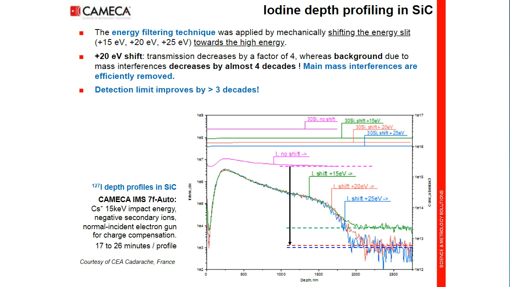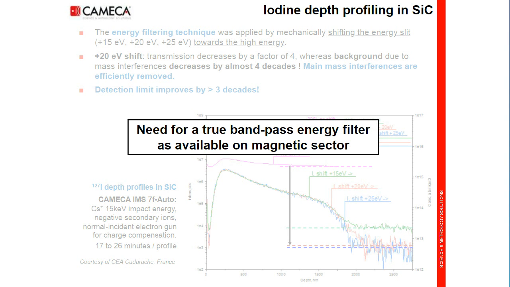This example shows that the energy filtering technique can be a powerful method for removal of polyatomic mass interferences when analyzing high-mass species such as iodine. This protocol provides a significant improvement of the depth profile dynamic range and thus of the detection limits. For this, a true bandpass filter is required, as available on magnetic sector mass spectrometers.